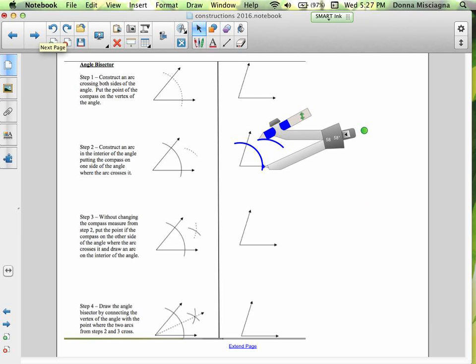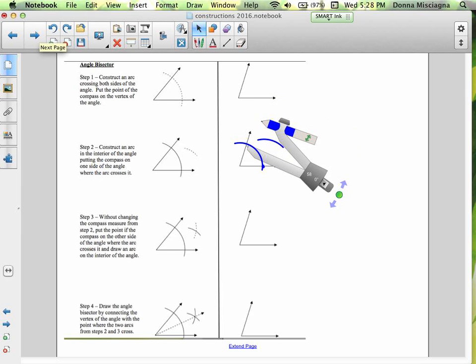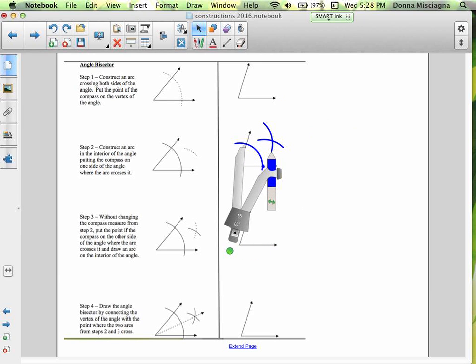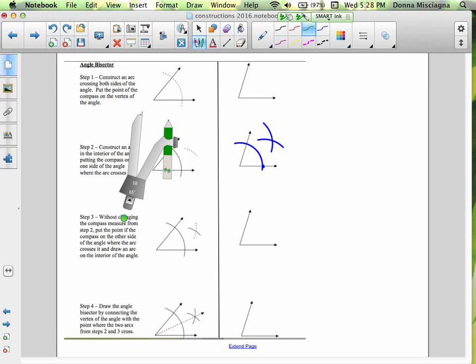We don't change the spread of the compass. We just move it to the other point, the other point where the arc intersects the angle. And we do the same thing. We draw an arc. All right, so where those two arcs intersect, we draw from the vertex to where the two arcs intersect, we draw the angle bisector. And there it is.